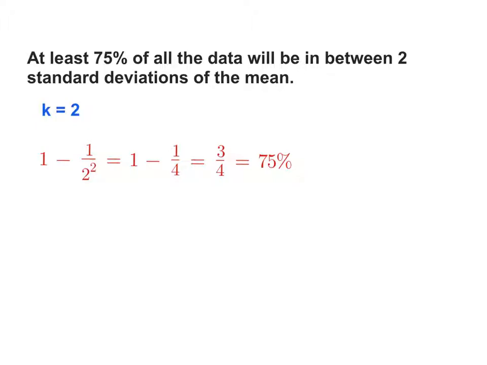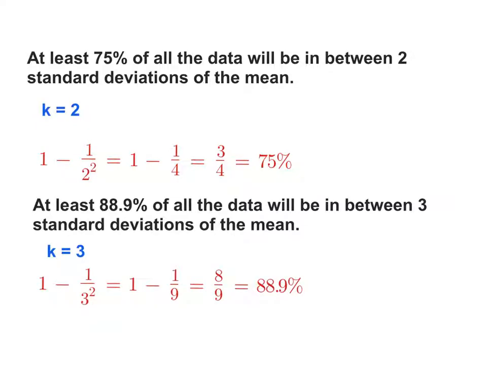So the bulk of the data surrounding the mean is within 2 standard deviations, 75%. Now, if we wanted to expand that and go 3 standard deviations away, what I would find is that at least 88.9% of the data is within 3 standard deviations of the mean, because if k equals 3, you just substitute into the formula and that's what you get. Like I said, I'm going to show you a visual representation of all this in a minute so you get a better idea of what exactly I mean when I say 2 standard deviations or 3 standard deviations away from the mean.